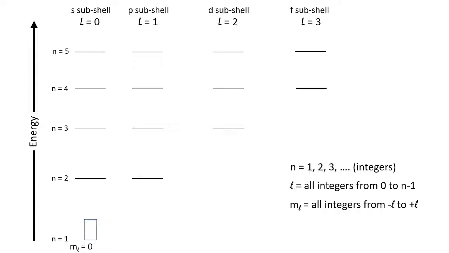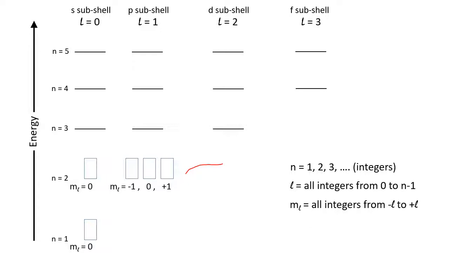Now let's go another level up to n equals 2. Again, when L equals 0, the only possible value of m is 0, so let's show that one orbital. But when L equals 1, I can have three orbitals: m sub L equals minus 1, 0, and plus 1. In other words, ranging from minus L to plus L. So for any of my L equals 1 subshells, I'm going to have three orbitals. Let's get rid of the lines again. So there's our orbitals that exist for n equals 2.